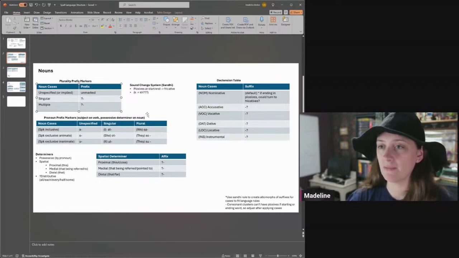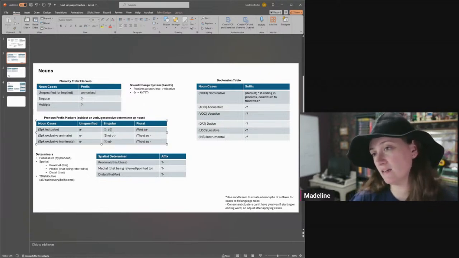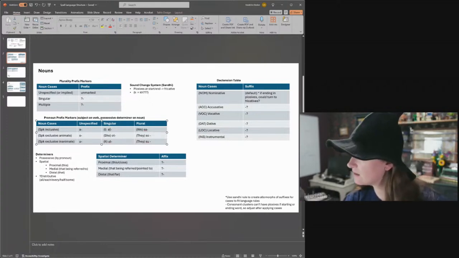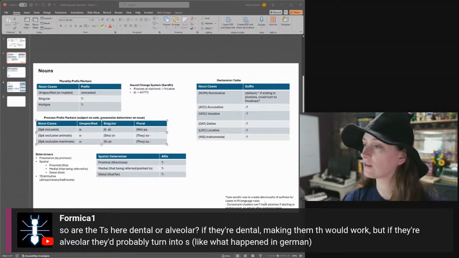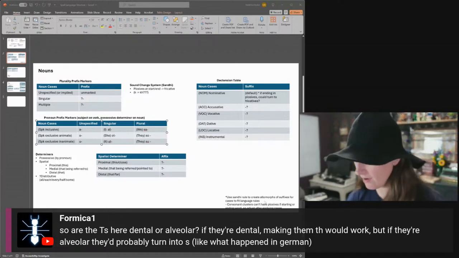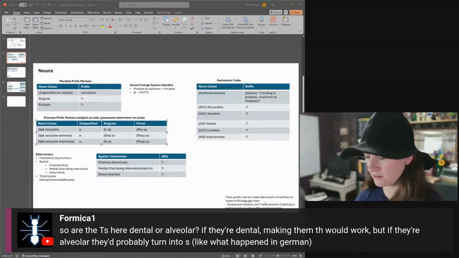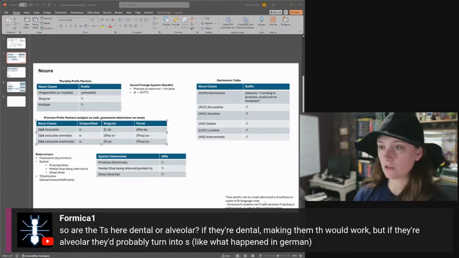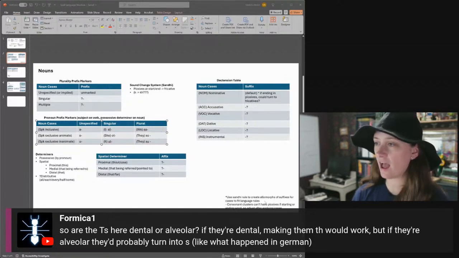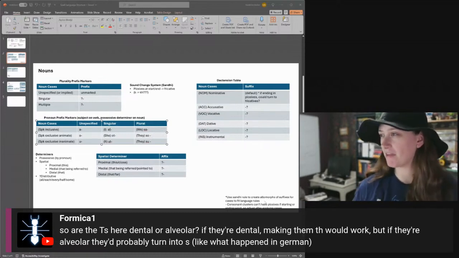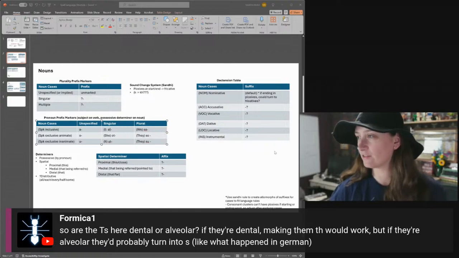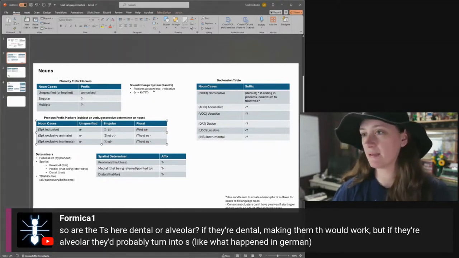So maybe normally for singular it would be like a T. So are the T's here dental or alveolar? If they're dental, it would work, but if they're alveolar, they would probably turn into S. What do I have them as back here? I think they're alveolar. Yeah, I think that's how that works. So yeah, okay, so maybe S would make the most sense there.